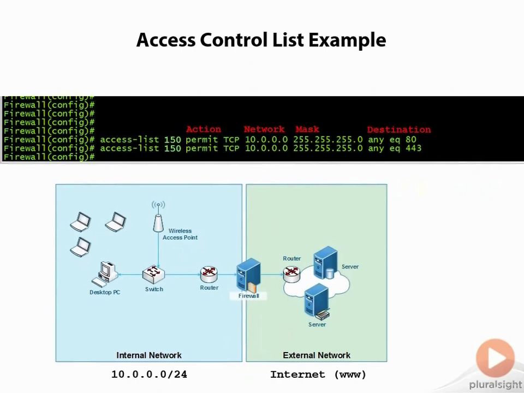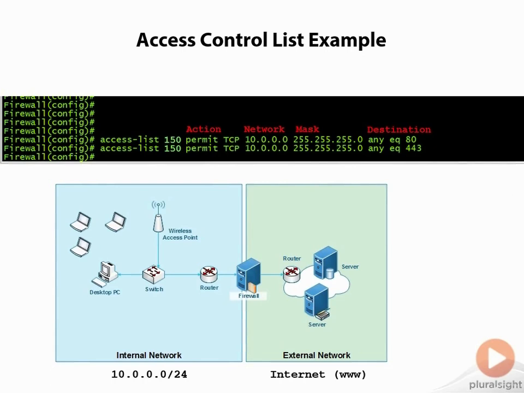All right, so an access control list example. Again, we have our internal network, external network. Let's say our internal network is 10.0.0.0/24. All right, so that means 255.255.255.0 on our subnet mask. So as you can see, here's an access control list example. We would basically call out the access list, and we're just naming it 150 in this example. You can basically name your access control lists anything that you like.